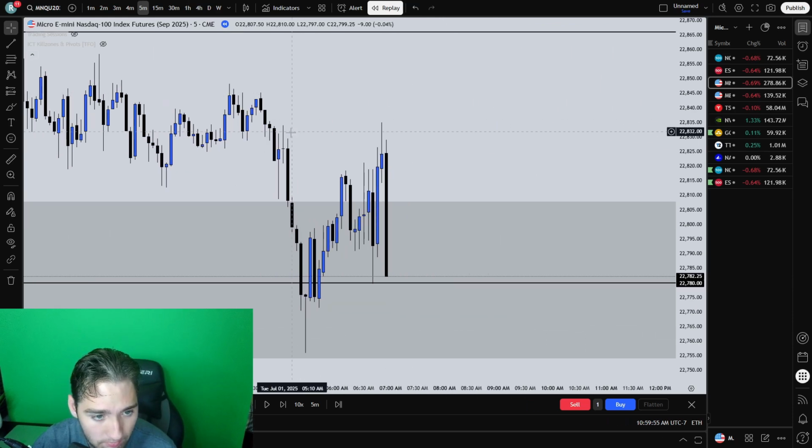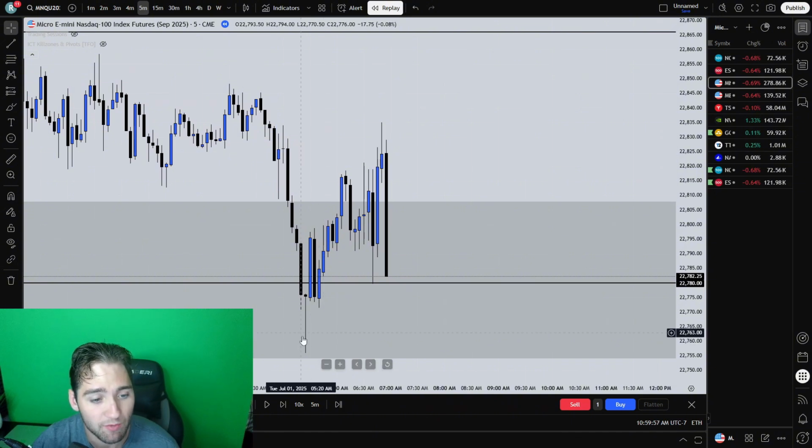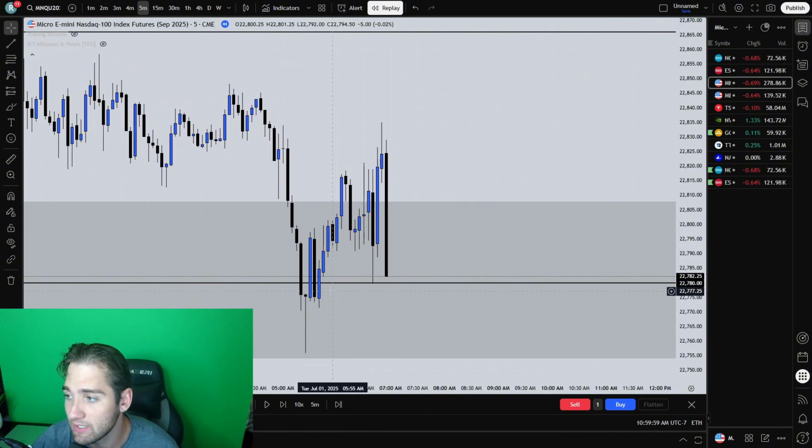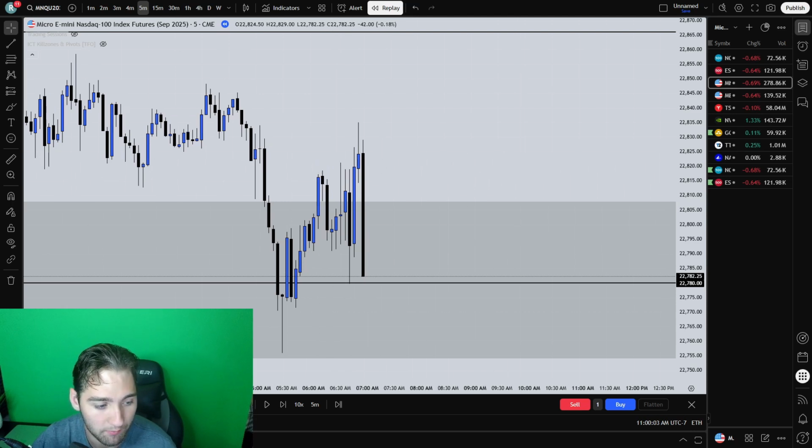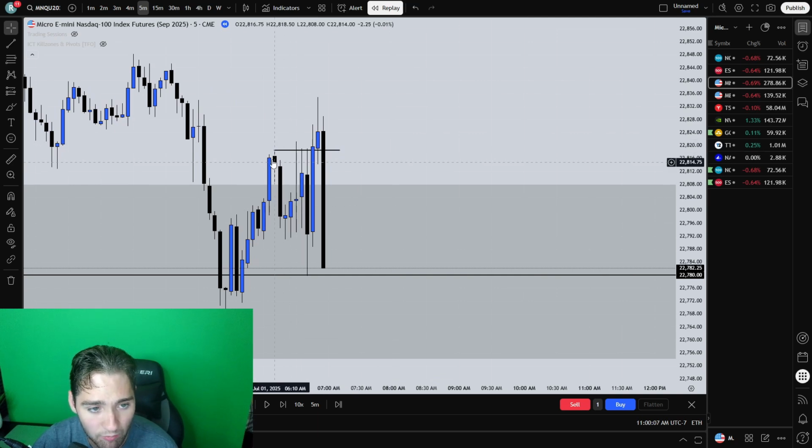All right, so we have this low. This is the liquidity sweep. As you can see, we do have this pullback here, this high. I'm going to mark out this high. We actually did have another pullback here, and then price came back up and closed above this high.